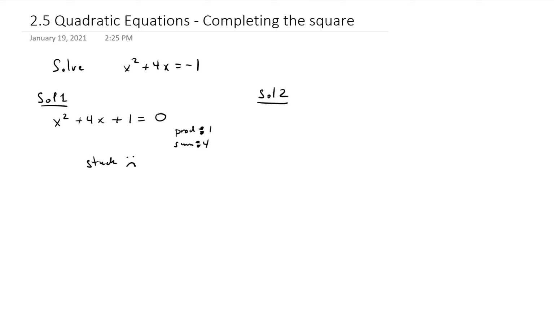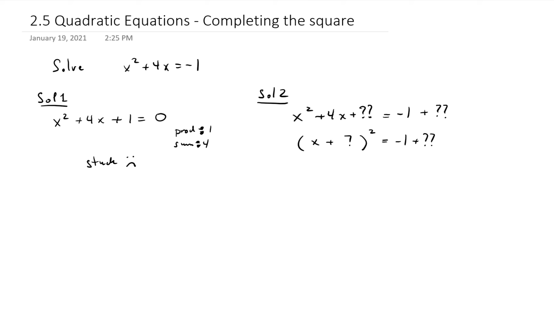Okay. We're going to say, all right, here's the idea behind solution 2. We're going to try to add something here, so that the left-hand side becomes something squared. If we add it on one side, we need to add it on the other side so that everything stays equal. So on this side, we'll have this. And here, this expression is going to be x plus something squared.